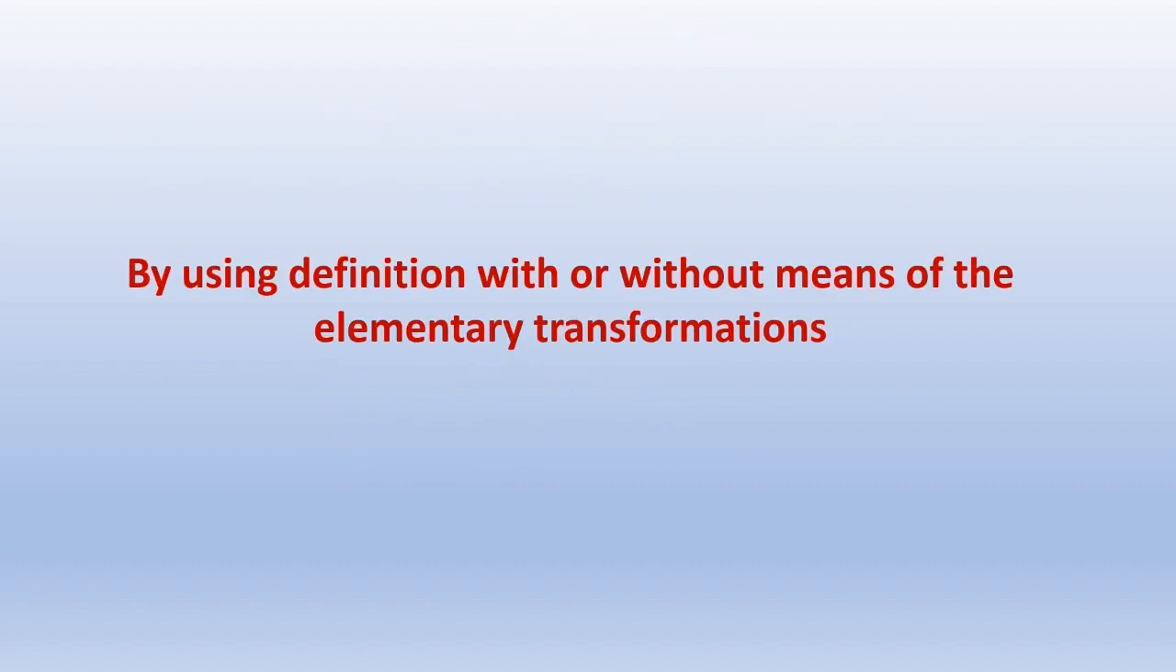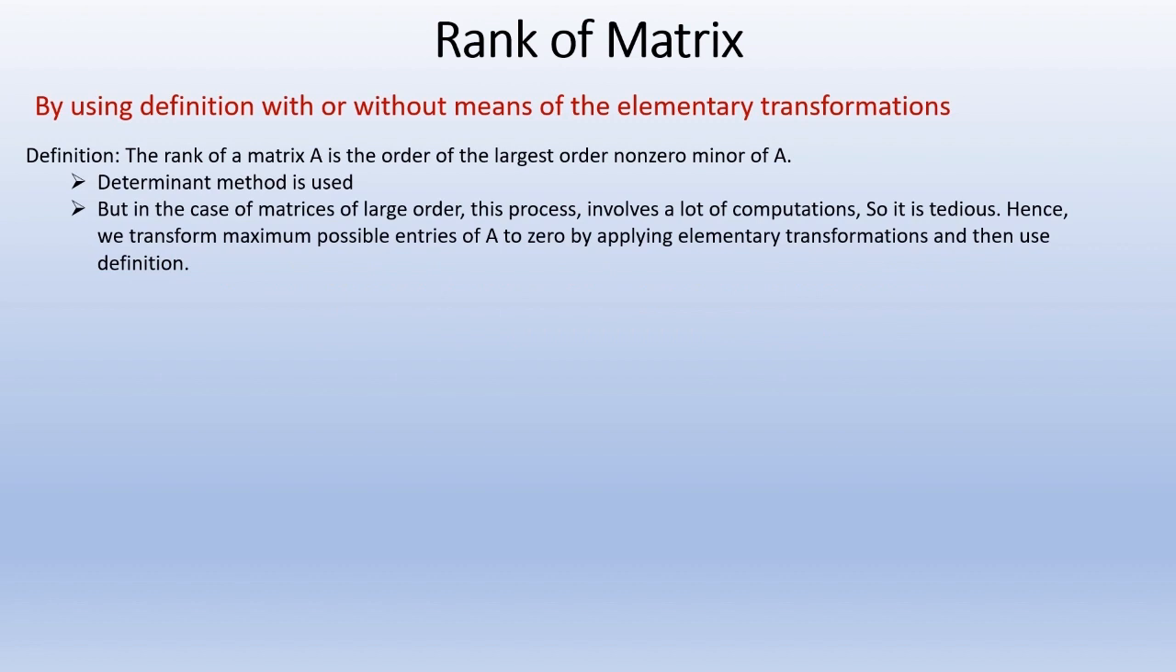By using definition with or without means of the elementary transformations. The rank of matrix A is the order of the largest order non-zero minor of A. The determinant method is used. But, in the case of matrices of large order, this process involves a lot of computations, so it is tedious. Hence, we transform maximum possible entries of A to 0 by applying elementary transformations and then use definition. मतलब if order is large, complexity increases, hence, elementary transformation method use करते हैं.